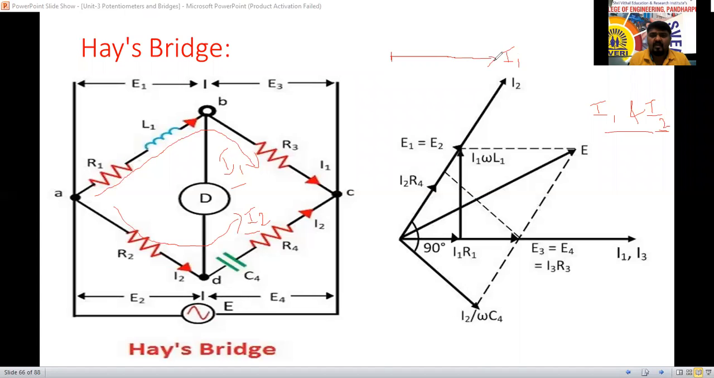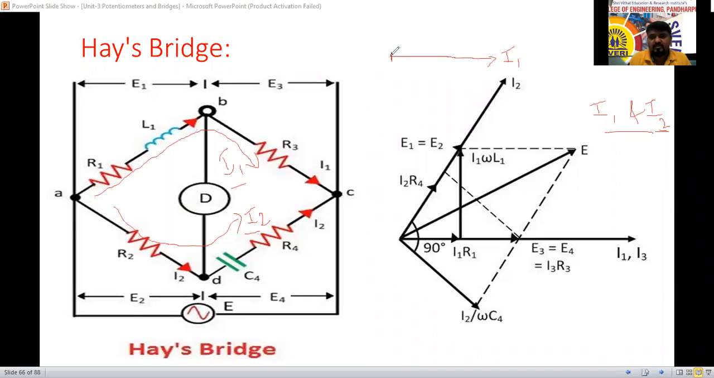So I have taken I1 as reference here, no? So it should lag I2, and I2 should lead I1 here, no? Where I have to draw I2? I2 will come on the upper side or the lower side. Can anyone suggest? I2 should lead I1 or I1 should lag I2, both are the same statement. Just tell me whether it should come on the upper side or the lower side. Any one of you?